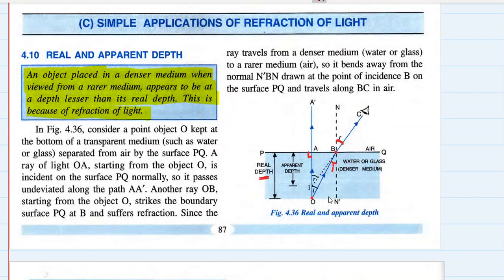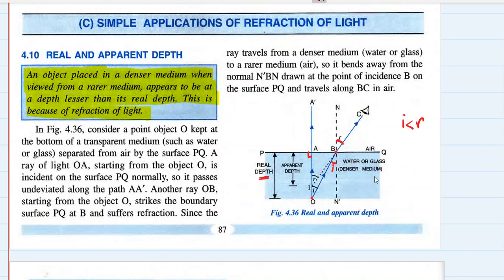Now, as you can see, when the ray of light enters from denser medium to rarer medium, it bends away from the normal. So here, the angle of incidence is smaller than the angle of refraction. There is no problem with that. Okay, so this is what is happening.